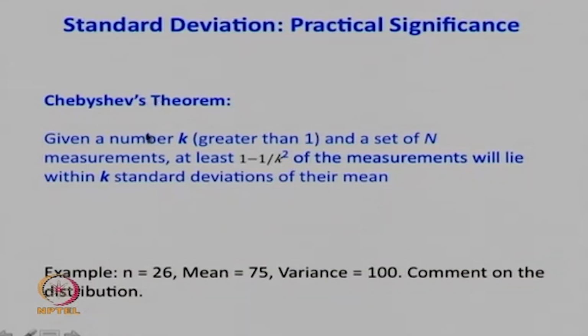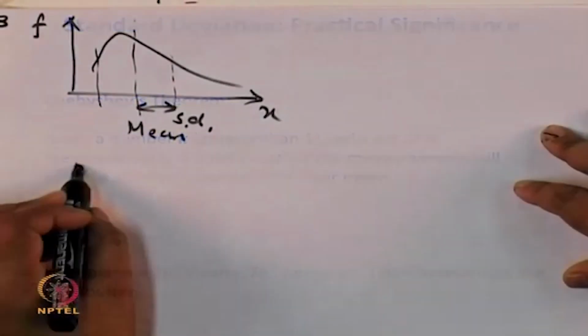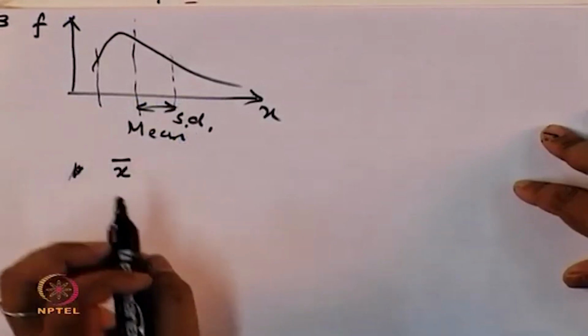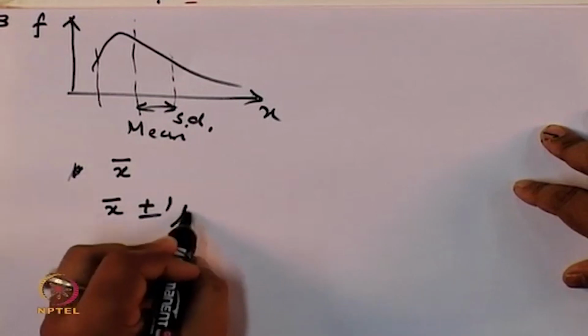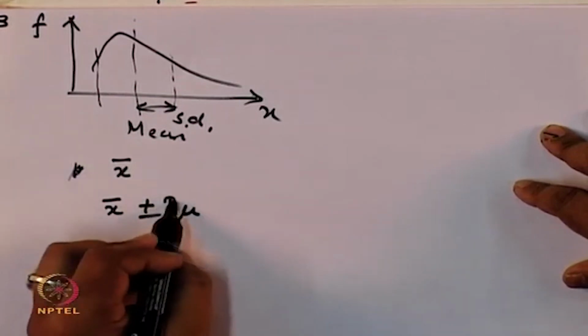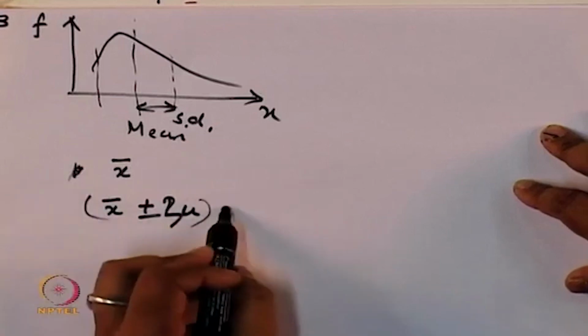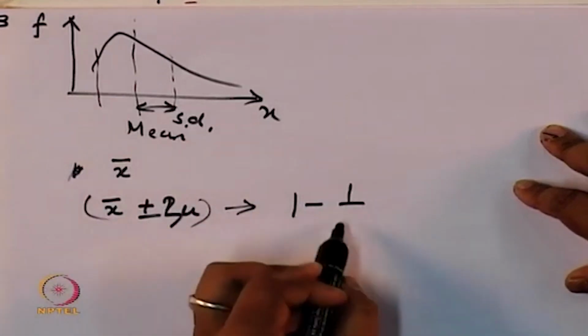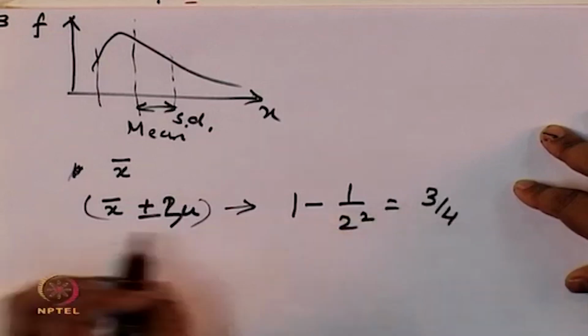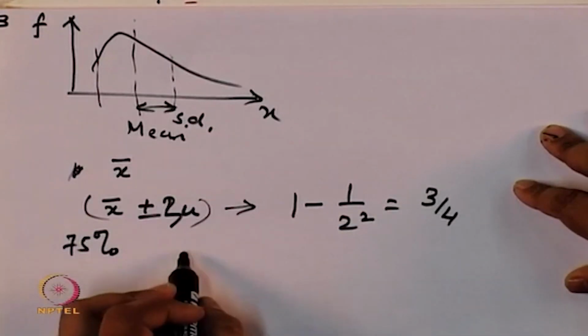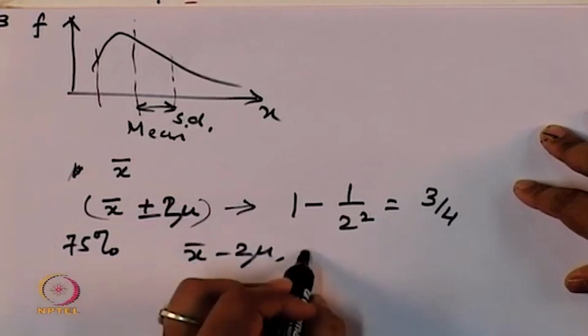What it states: given a number k greater than 1 and a set of n measurements, at least 1 minus 1 by k square of the measurements will lie within k standard deviations of their mean. So, if you have x bar as your mean, then x bar plus or minus 2 times the standard deviation will contain how much of the population? 1 minus 1 by 2 square is equal to 3/4. So, 75% of the population will lie between x bar minus 2 times the standard deviation and x bar plus 2 times the standard deviation.